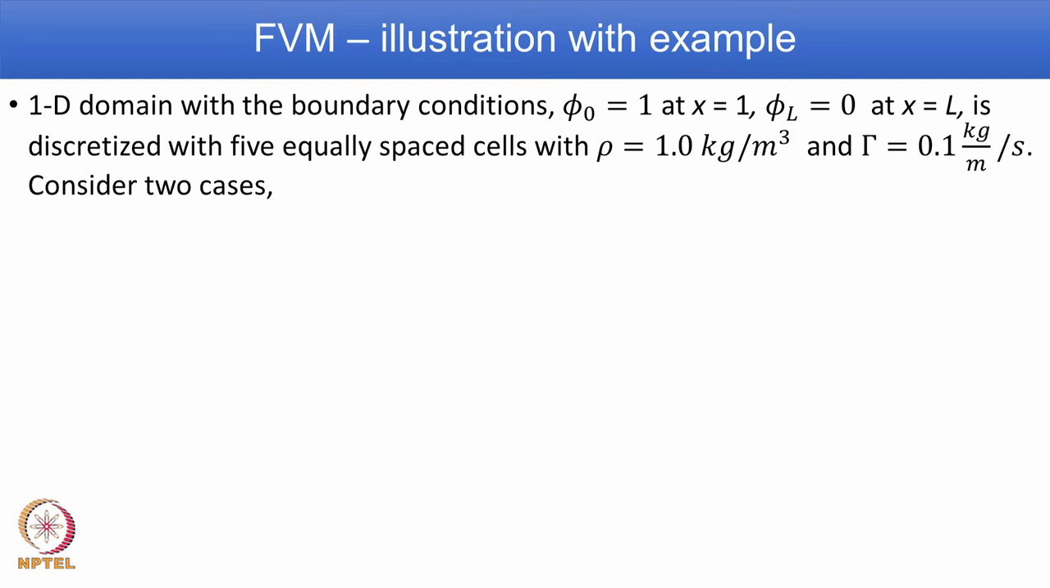In the last slide, we explained the problem. Now, let us get some more explanation. 1D domain with the boundary condition phi at 0 equal to 1, phi at L equal to 0. The domain is now discretized with 5 equally spaced cells, and for the problem defined, rho is taken to be 1.0 kg per meter cube and gamma is taken to be 0.1 kg per meter per second.